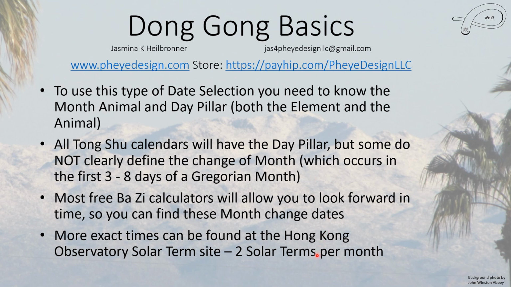Now, if you want really exact times, you can find them at the Hong Kong Observatory on their solar terms page. And you just Google Hong Kong Observatory solar term, you should get there. Now, there's 2 solar terms per month.